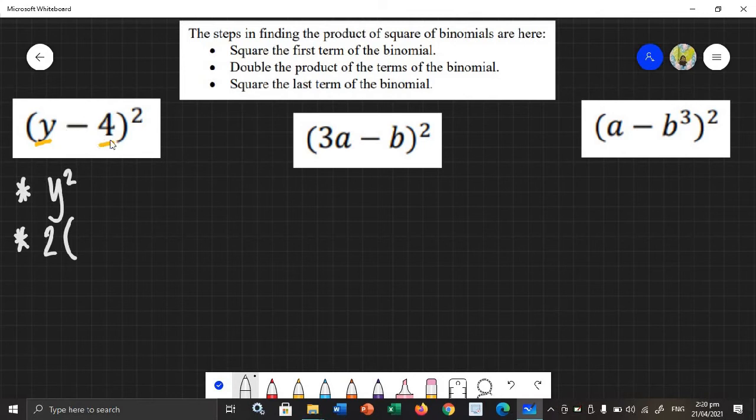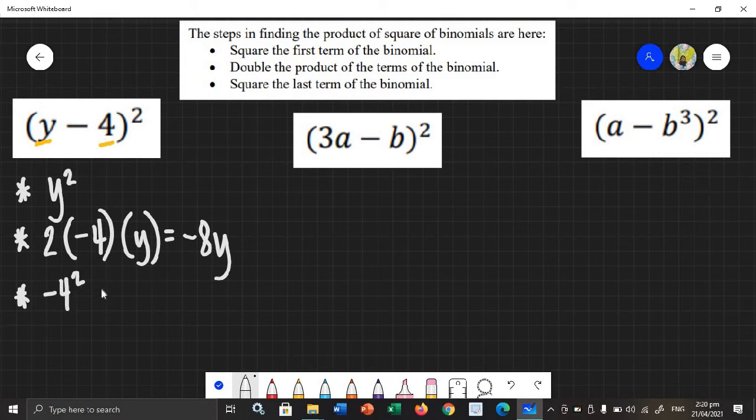Always remember na kasama yung sign. Okay? So, negative 4 is the last term, diba? So, multiply natin si 2 kay negative 4 as well as y. So, it will result to 2 times negative 4 is negative 8, and then times y, so we have negative 8y. Kaya, negative yung middle term. Okay? And then, we need to square the last term of the binomial. Yung last term natin is negative 4. So, negative 4 squared, it will result to positive 16. Kasi negative times negative is positive.